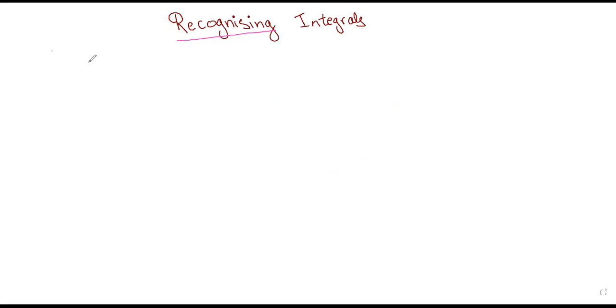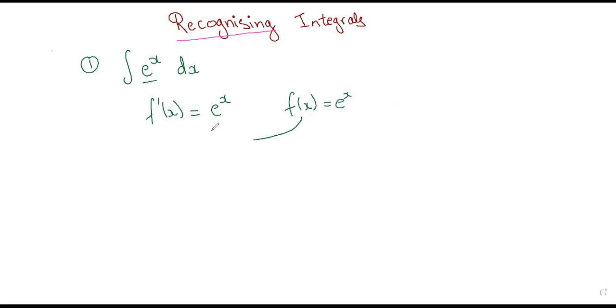Okay, so if you have integral e to the x dx, now this is f dash x. You need to see which function's derivative is e to the x. This is the concept. If you had f of x as e to the x, the derivative would be e to the x. So you have recognized that the function whose derivative is e to the x is e to the x itself. So the integral would be e to the x plus c.